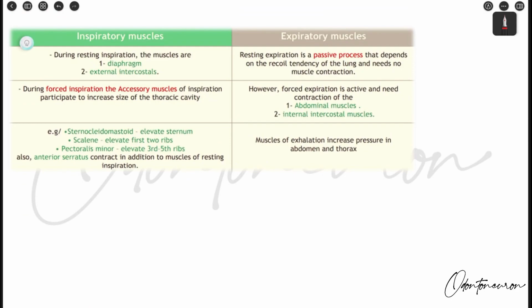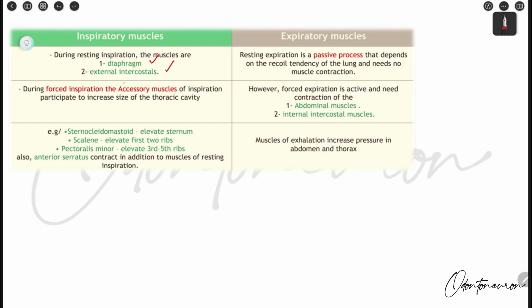So you have to know one thing. First we'll just learn, then we'll go with mnemonics, right? See, the inspiratory muscles are your diaphragm and external intercostals. These are muscles which work in resting inspiration, when there is a normal inspiration. Right now we are having a normal inspiration. So a resting inspiration is taken part by your diaphragm and external intercostals.